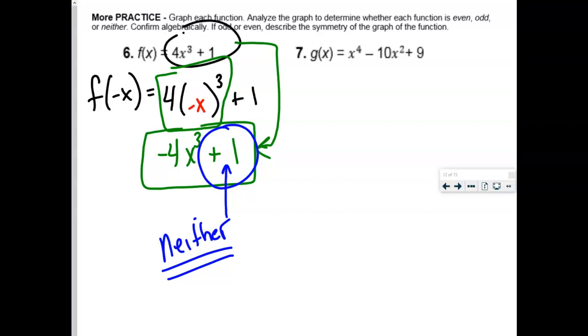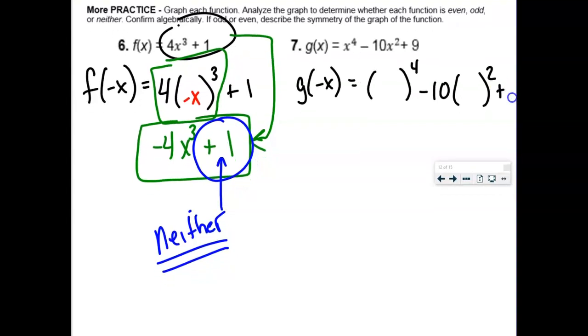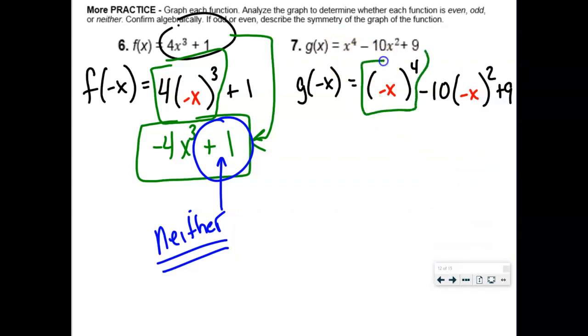All right, so number 7, same thing. It doesn't matter whether you think it's even or odd because you're going to test it the same way. So take out all your x's, and in place of them, put a negative x. And then we just got to clean it up. So right here, what's going to happen to the signage of that first term if it's negative x raised to the 4th power? It's going to become positive x to the 4th power.